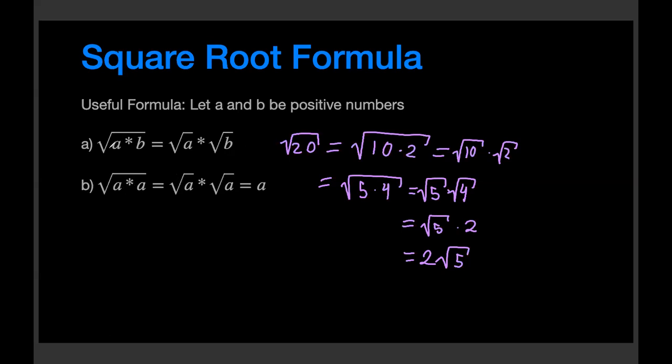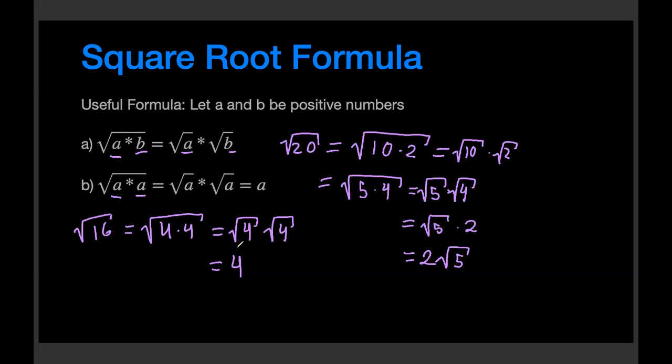And then you see how A and B are different numbers here, but we can also do the same thing with the same number. So this would be for a perfect square. If we had the square root of 16, that's 4 times 4, right? Then we can break this up: square root of 4 times the square root of 4. And if 4 equals A, this would just be 4, because it's the same number there.